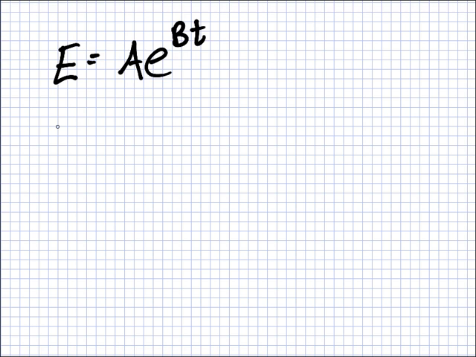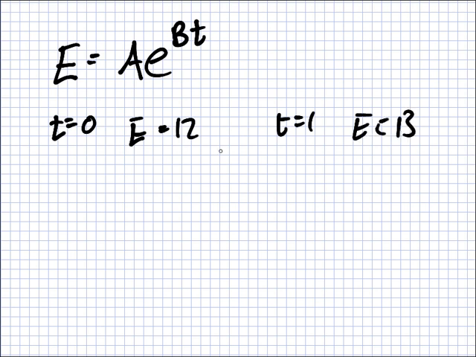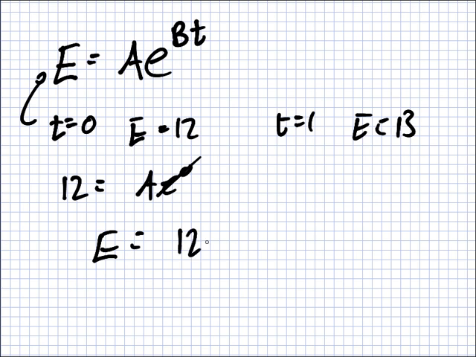We can use the fact that when t is 0, what's E? 12. Good. And when t is 1? 13. So if I sub that in, I get 12 equals A e^0, so A is 12. I have E equals 12e^(bt). Now actually, will I use days or will I use years? What do I say in the question?